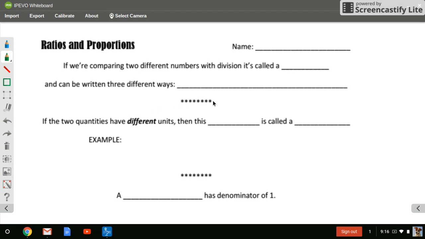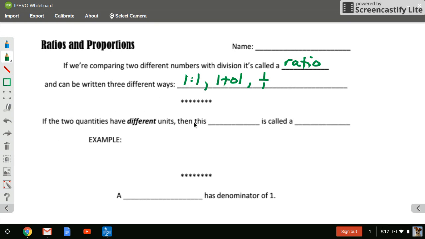If we are comparing two different numbers with division, then it is called a ratio. It can be written in three different ways: 1:1, 1 to 1, or 1 divided by 1. That is, a number colon a number, a number to a number, or a number divided by a number. It doesn't just have to be one.